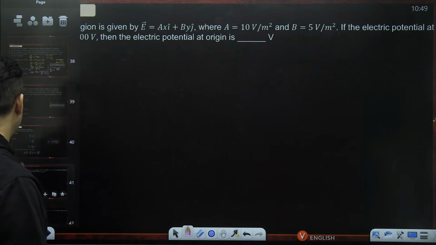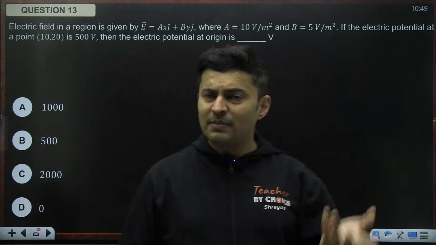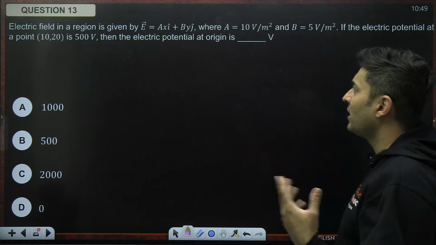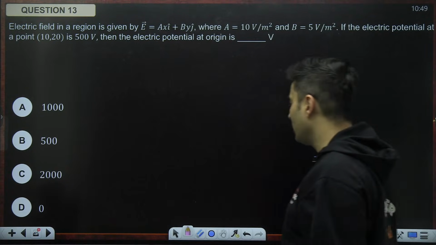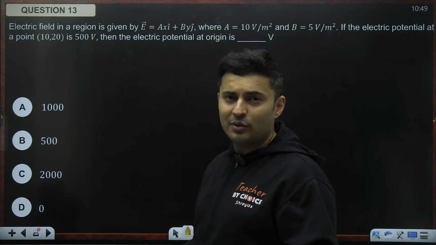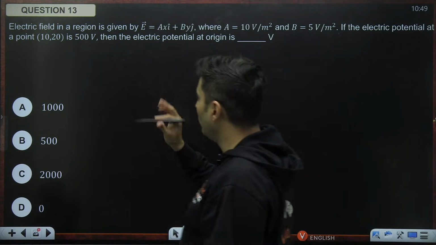Moving on to the next one coming up on your screen. The electric field in a region is given by some equation, where A is some value and B is some value. The electric potential is this much at some point. What is the potential at the origin? This kind of question, although procedural, might have been forgotten. So just to remind you, because some mistakes can be made, I'm doing it.